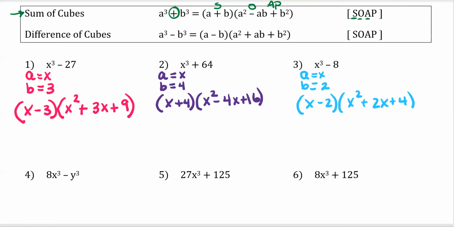Number 4, 8x cubed. 8x cubed is a perfect cube. A is equal to 2x. B is equal to y. All we need to do is look right here at our 2x and our y, and we will have both factors. 2x minus y. 2x times 2x is 4x squared. 2x times y is 2xy. And y times y is y squared. Same, opposite, always positive.